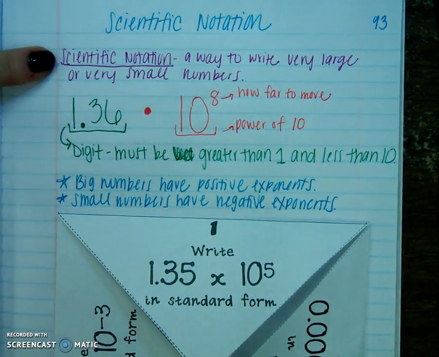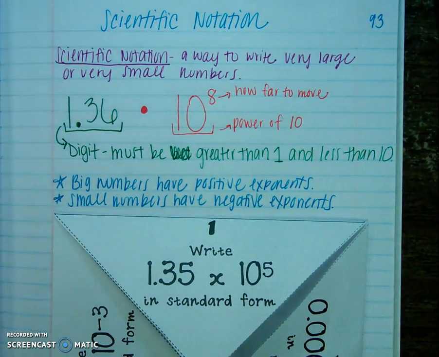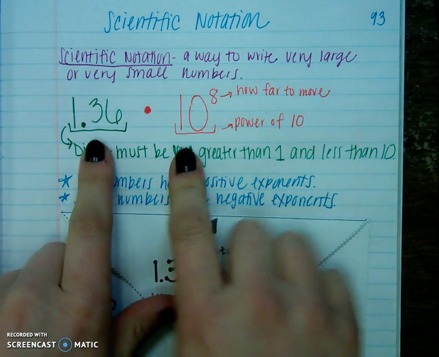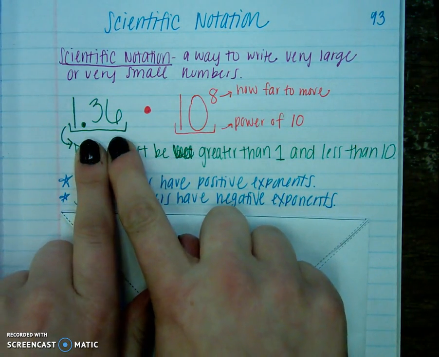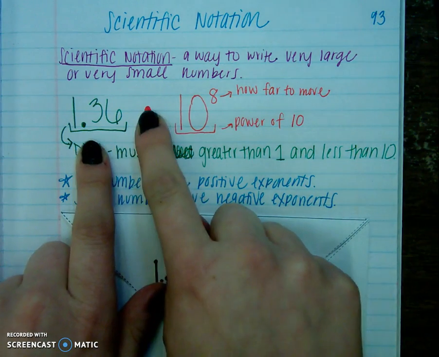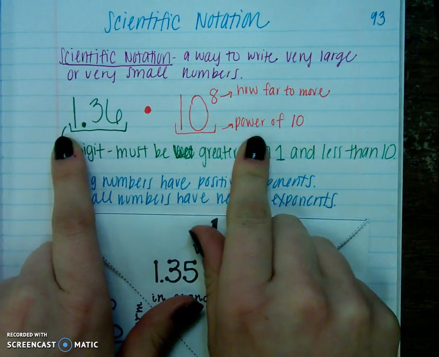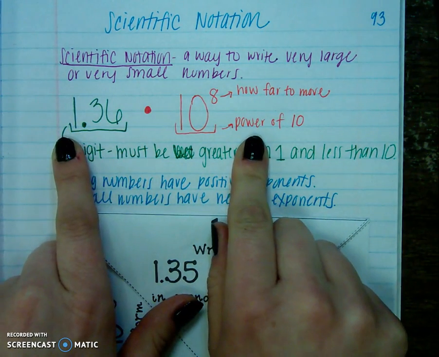Okay, so you should have written all of this down. Scientific notation is just a way that we write very large or very small numbers, and it looks like this. This is an example, 1.36, or this is really saying 1 and 36 hundredths times 10 to the 8th power. That's scientific notation. That is a very large number.